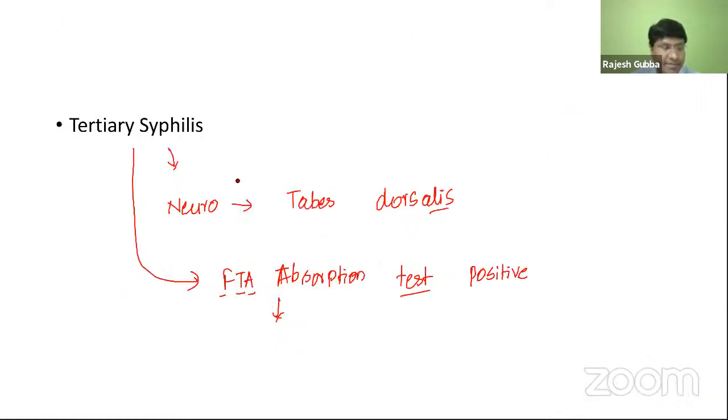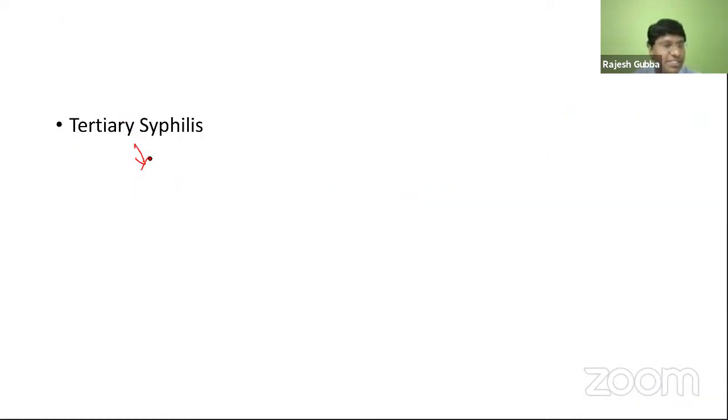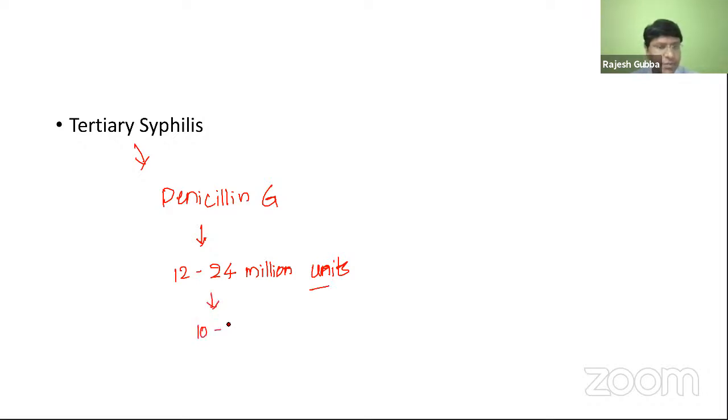Now you see the treatment. Can anyone tell me what is the drug of choice for tertiary syphilis? For tertiary syphilis or neurosyphilis, the drug of choice is penicillin G. This penicillin G has to be given at a dosage of 12 to 24 million units, and for how many days? 10 to 14 days you have to give. So that is about your tertiary syphilis.